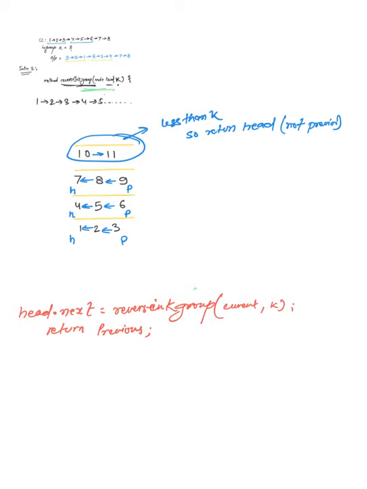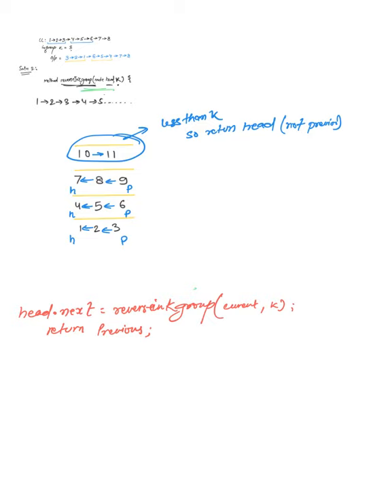In the first layer, we just reversed in k group, and in that layer head is still pointing to my 1, and the previous is pointing to 3. After that, once this is done, we are calling head dot next equal to the recursive call of reverse k group with current and k. At that time current was 4. So when this part came into the recursive call, this 4 became my head, and it did the same, it reversed in k group like this, and it becomes the same, head and previous, and then it went to the upper layer.